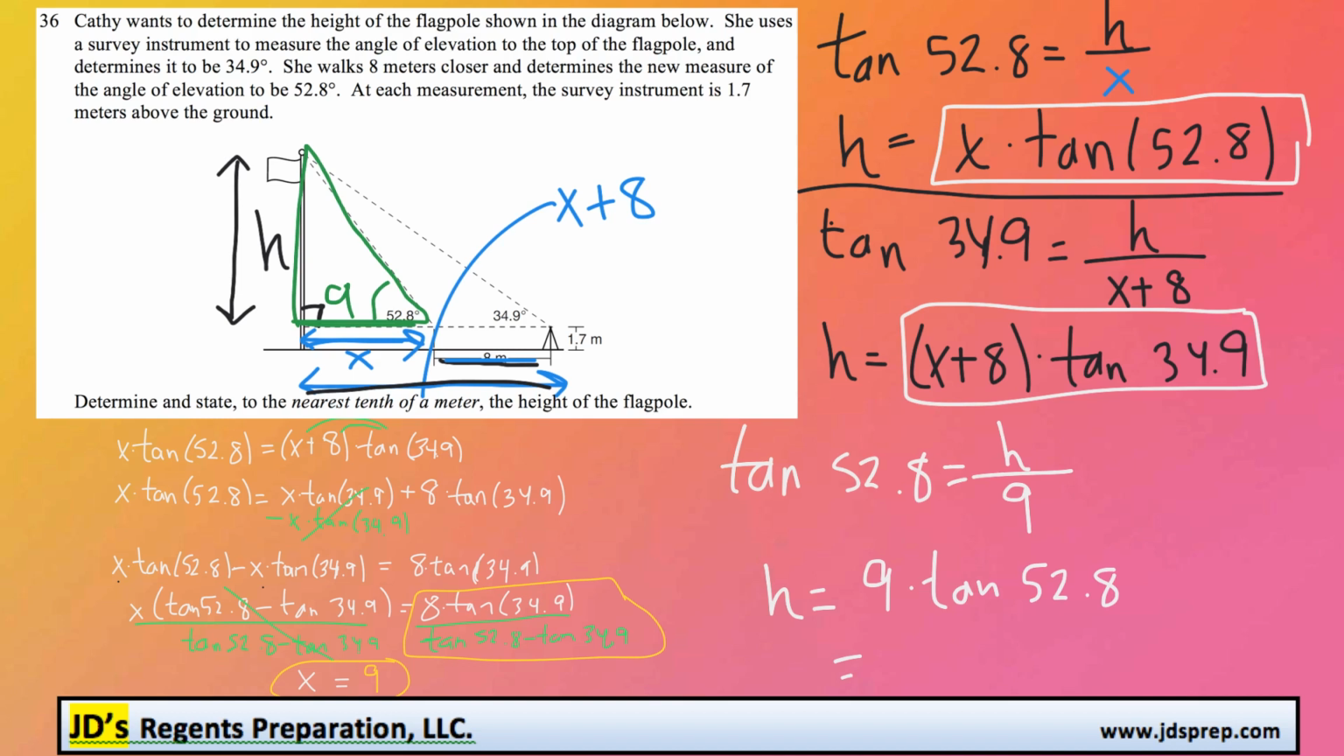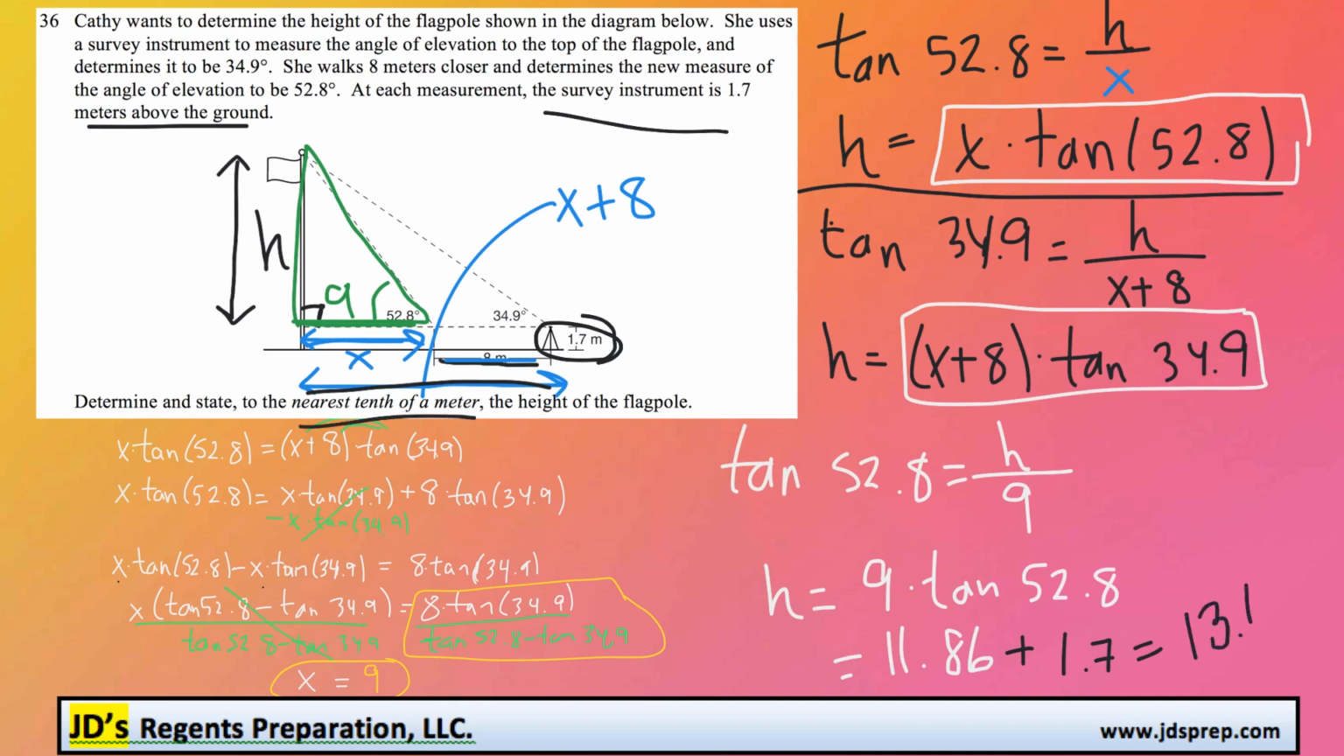And when we type that into our calculator, we get about 11.86. Oh, hang on a second though. We almost forgot about the height of the survey instrument. It's 1.7 meters above the ground. So to get the total height of the flagpole, we just need to add that 1.7 on. Once we do that, we finally get our final answer to the nearest tenth of a meter of 13.6 meters.